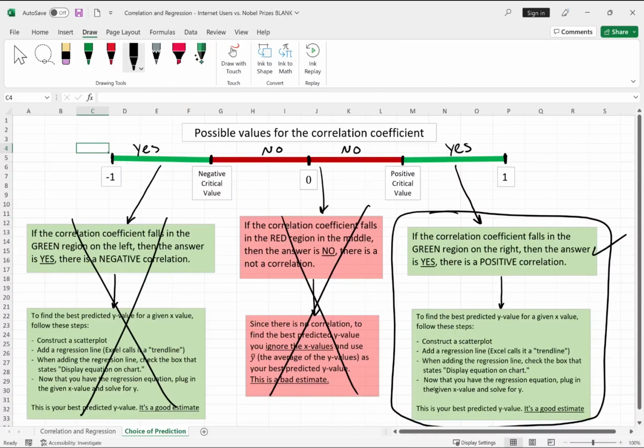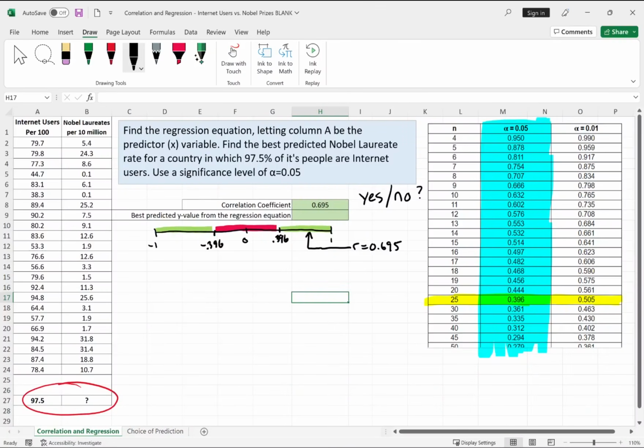And the way we do this on Excel, well, first we'll make a scatter plot. We'll add the regression line. Display the equation on chart. That's the y equals mx plus b regression equation. And then we'll plug in the given x value. So let's go through those steps using the data that we have. Okay, so back to the first tab.